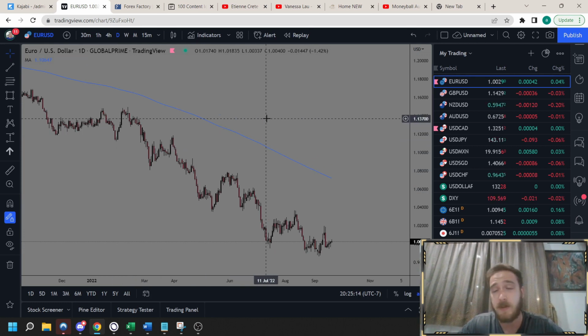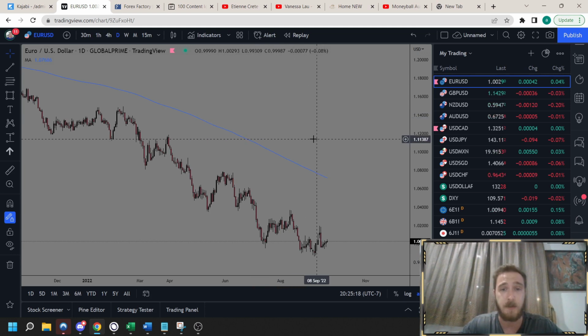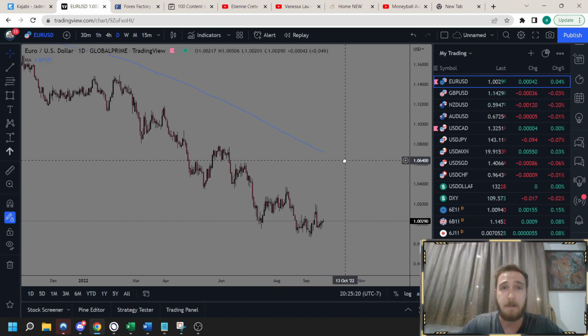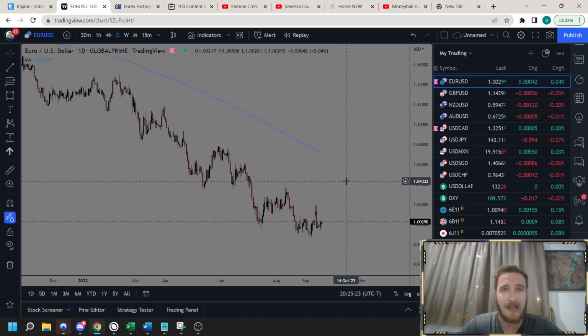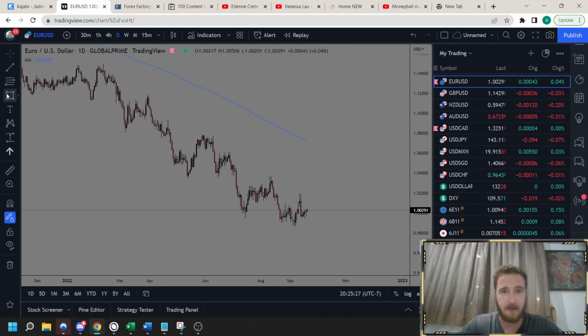Now, today, like I said, we are going to be talking about set and forget. Well, what is the difference between set and forget and confirmation? I am going to break that down because we know supply and demand is a very powerful tool when used correctly and consistently. So let's look at Euro USD, for example.